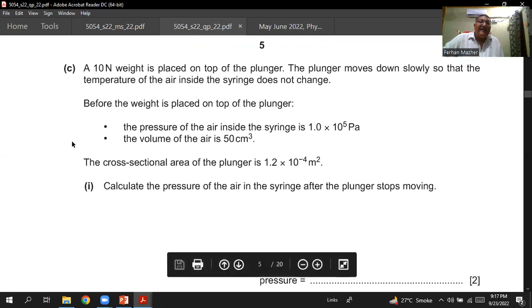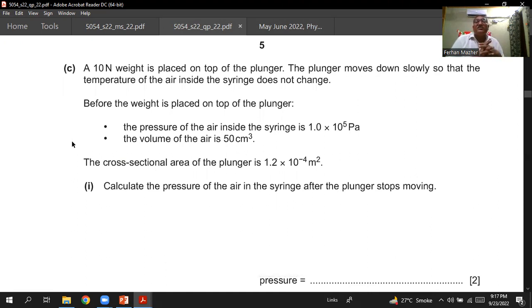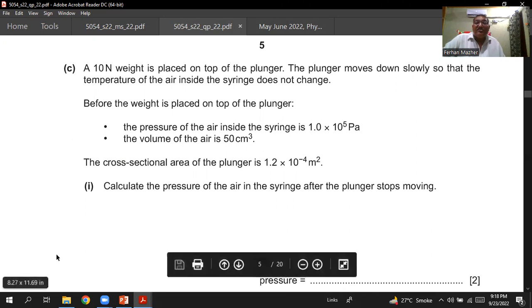He says, a 10 Newton weight is placed on top of the plunger. The plunger moves down slowly so that the temperature of the air inside the syringe does not change. Before the weight is placed on top of the plunger, the pressure of the air inside the syringe is 1 expo 5 Pascal. The volume of the air is 50 centimeter cube. The cross-sectional area of the plunger is 1.2 into expo minus 4 meters square. Calculate the pressure of the air in the syringe after the plunger stops moving.